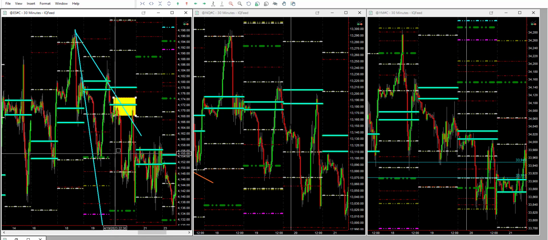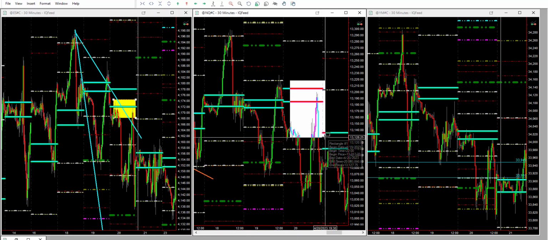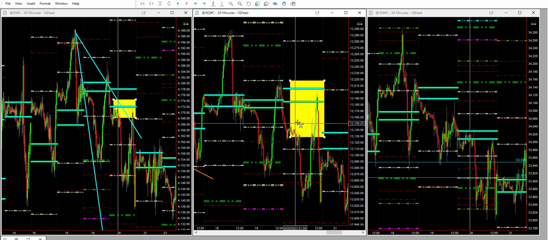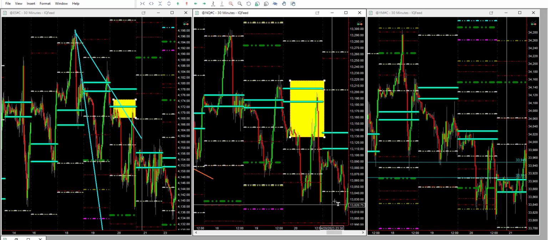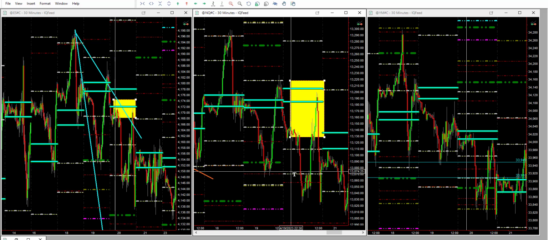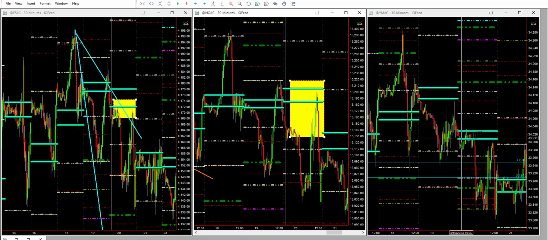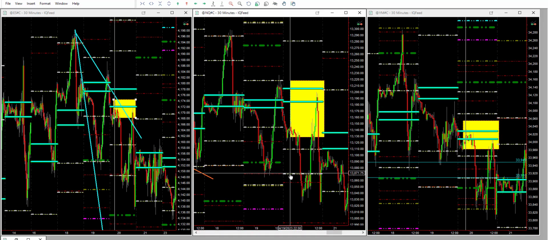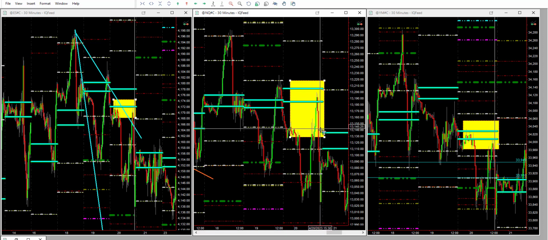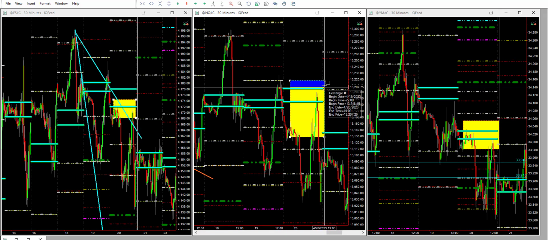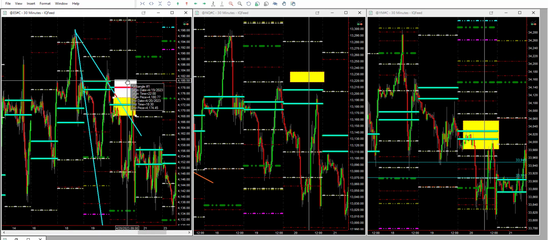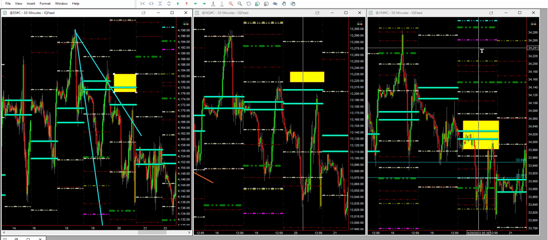I'll compare this area and compare this area. Now you will see clearly what I'm talking about. So I'm not going to get in trouble by saying do this or do that. I'm just going to give you an idea of how the structures are set up.